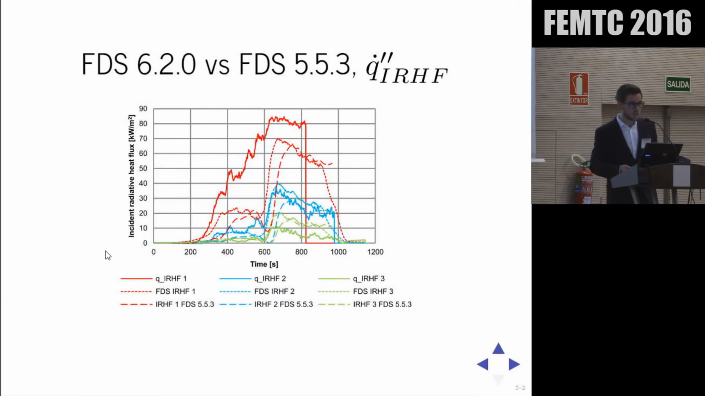One of the biggest changes between the program versions is the implementation of a new model for turbulent viscosity. In FDS version 553, the Smagorinsky model was used to model the turbulence, while in FDS 620, the Deardorff model is used. This model determines to a large extent the dynamics of the fire.